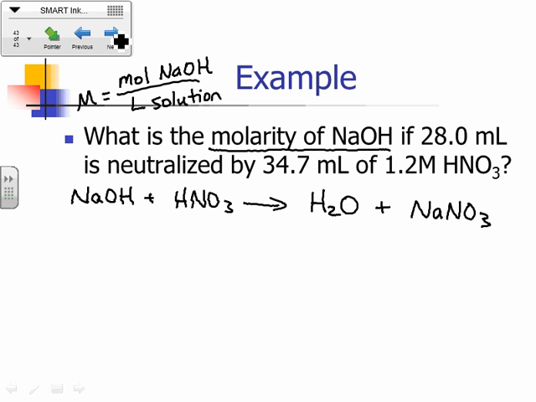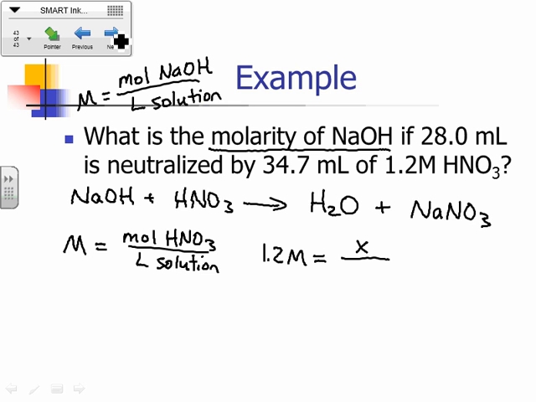So let's figure out how many moles of HNO3 that I have. Well, how do I do that? Molarity equals moles of HNO3 over liters of solution, right? We know this for the HNO3. We know the concentration, and we know the volume for the HNO3. So then we can figure out the number of moles if we plug those two things in, okay? So our molarity here is 1.2. That's equal to, we'll just call this X up here. That's what we're trying to find, the moles of HNO3, divided by our liters of solution.